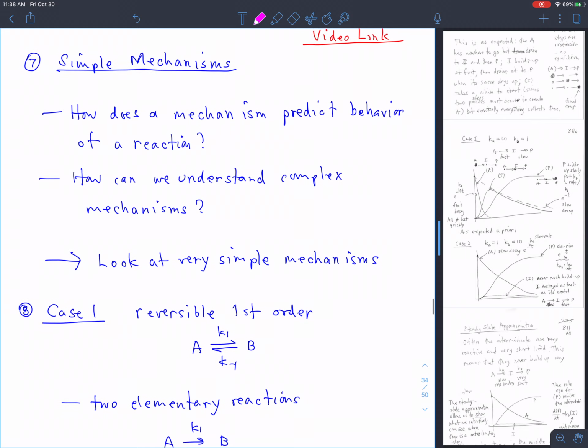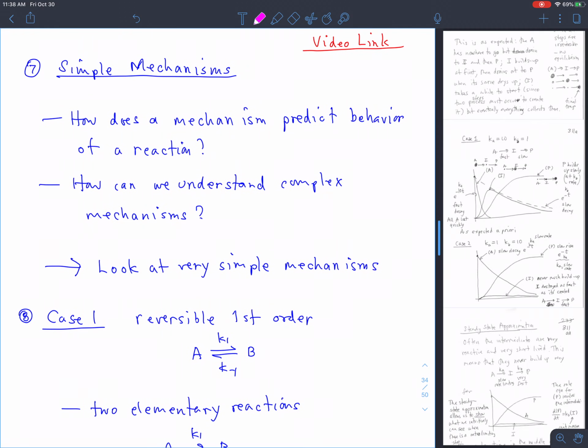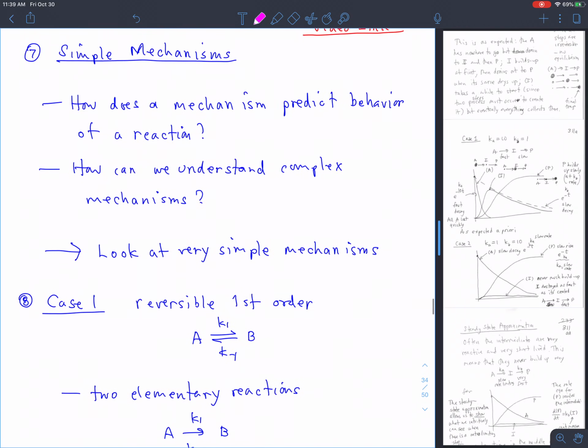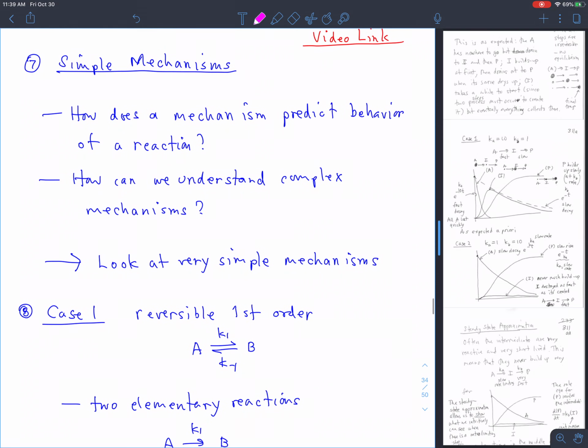Now we want to take those ideas, that idea of a mechanism, and start exploring what kinds of behavior those kinds of things predict. And to do that, we could try to take some complicated thing like this one, but we wouldn't learn much from that. It's too complicated to understand nicely. So what we want to do is take some very simple cases. So this section is called Simple Mechanisms.